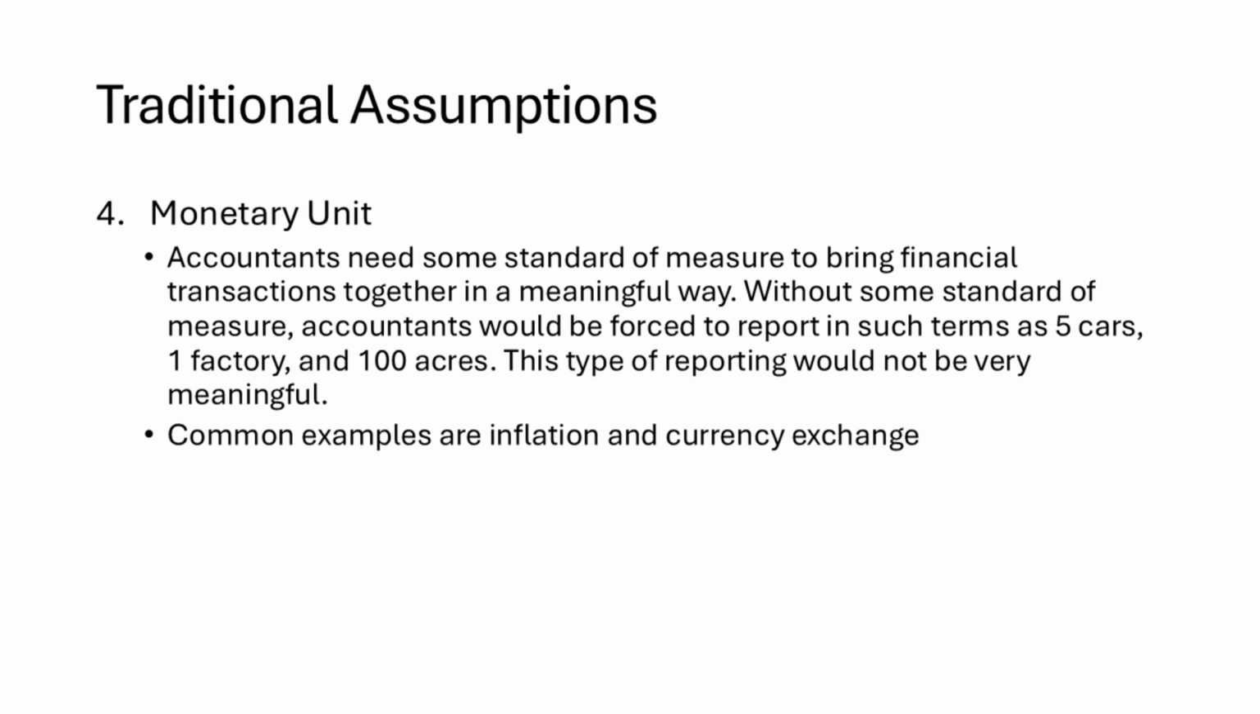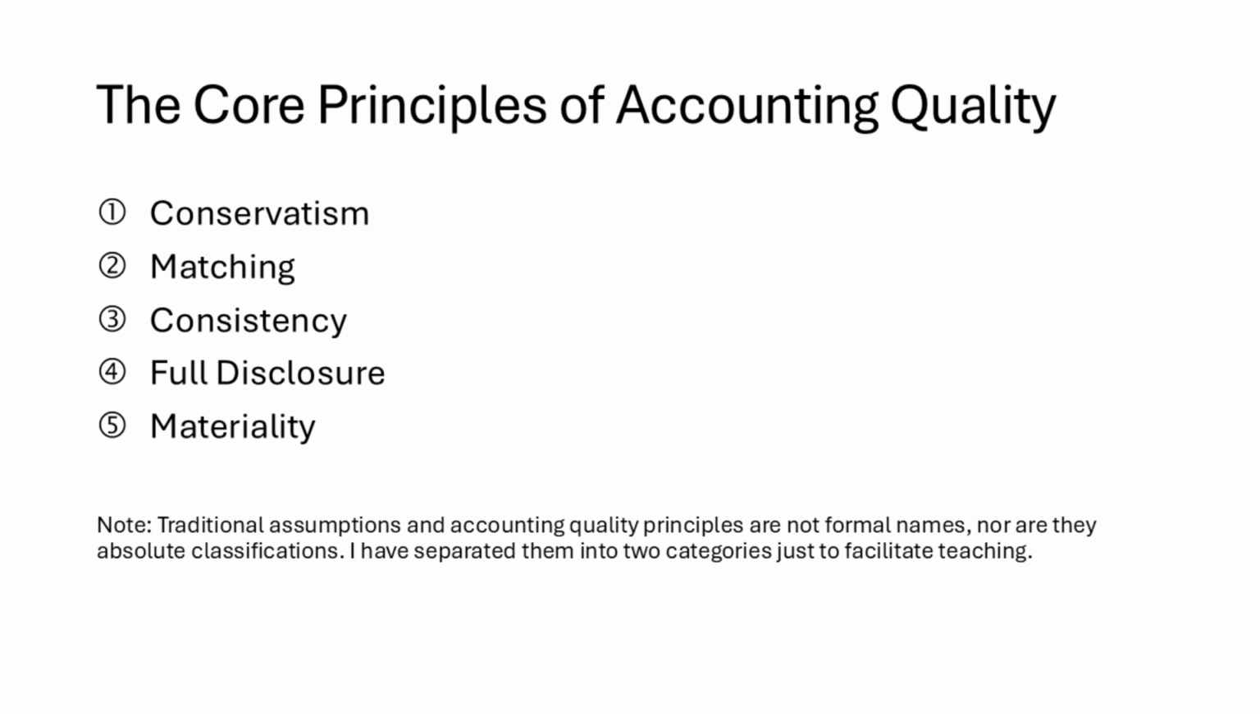Okay, then we have introduced the accounting assumptions. Now I will introduce the principal accounting qualities for you. But remember, again, the principles of accounting quality and the accounting traditional assumptions are not a very clear classification. That's only how I name it. Okay, so we have five core principles here. One is conservatism, two is matching, three is consistency, four is full disclosure, five is materiality.